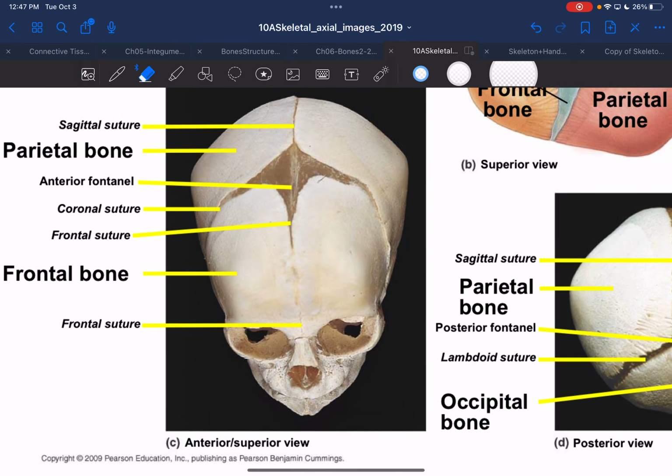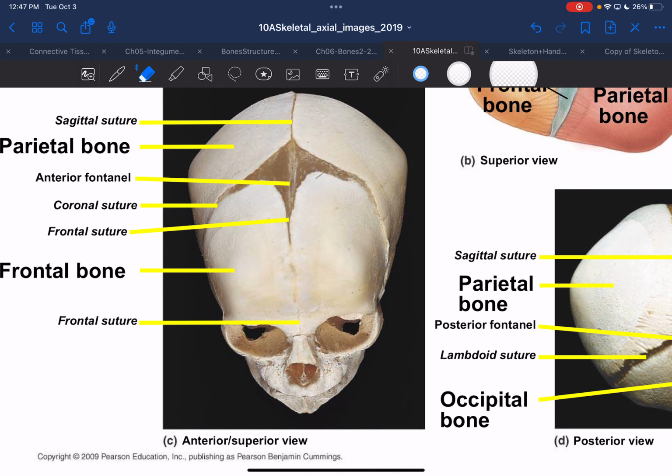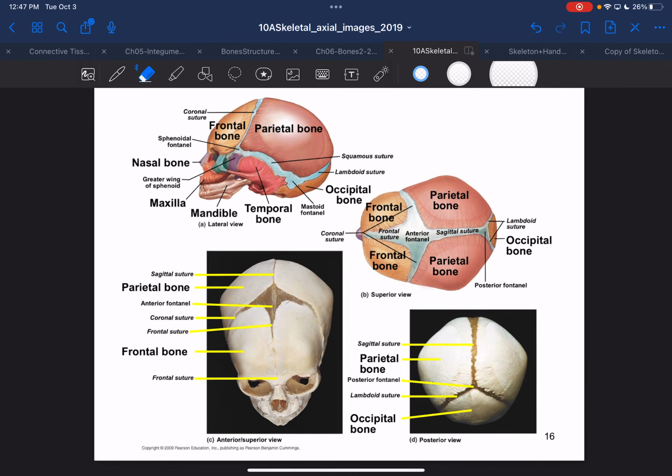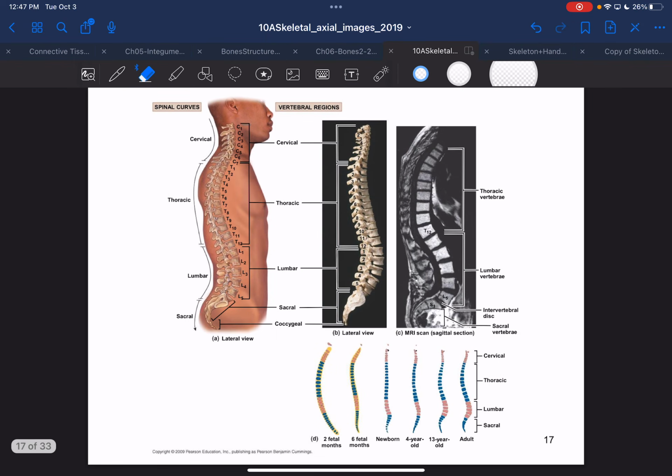This is the exact skeleton we used, with the fontanelles labeled for you. All right, go ahead, I'm going to pause.